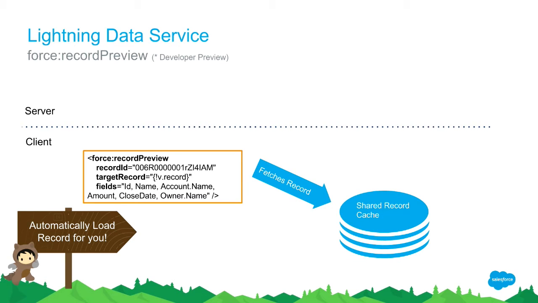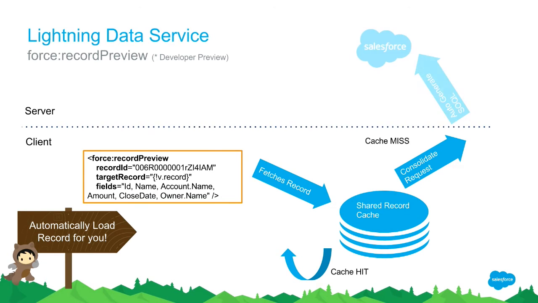It also has a shared record cache on the client side. This cache is a local storage that holds one single copy of that record. So when you request the Force Record Preview to fetch a record for you, it first checks the cache. If it already has a copy in the cache, it returns directly without even going to the server. But if it's not there, it's smart enough to consolidate the request. So even if I have force highlights and force detail, it becomes one request that goes to the server.